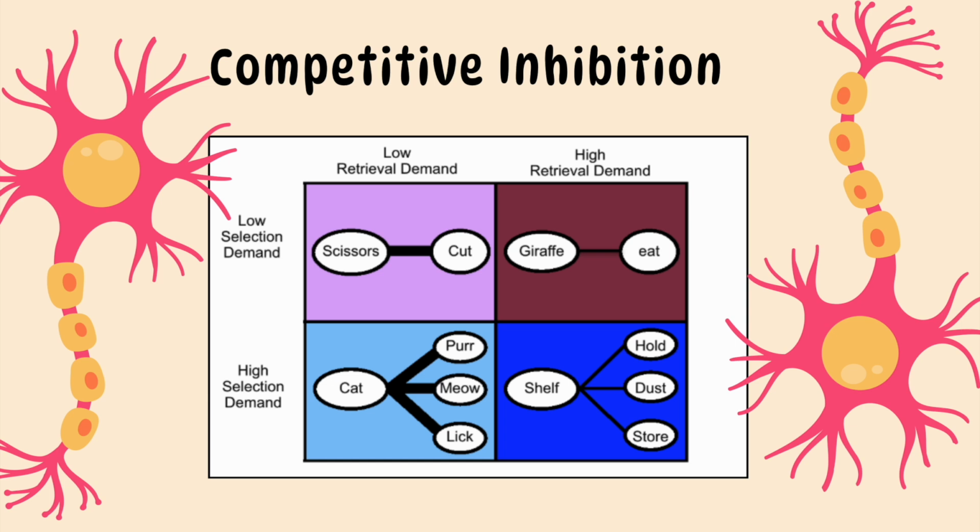In this instance, GABA is competing with the original substrate to take its place. When GABA takes the place of a substrate, the neuron doesn't fire. So, in this example, that specific word isn't said.